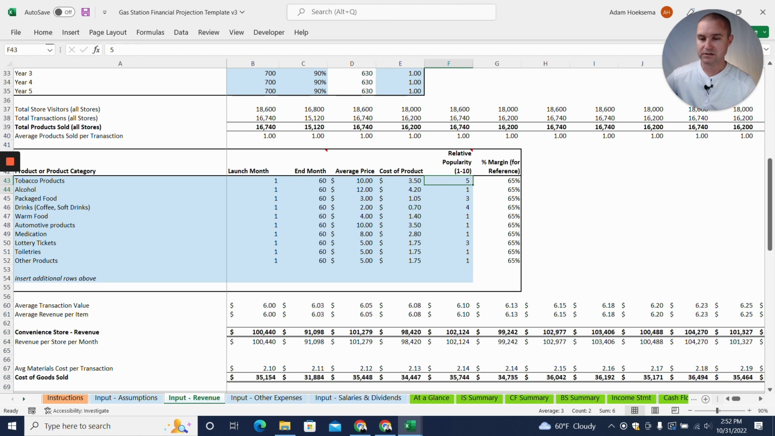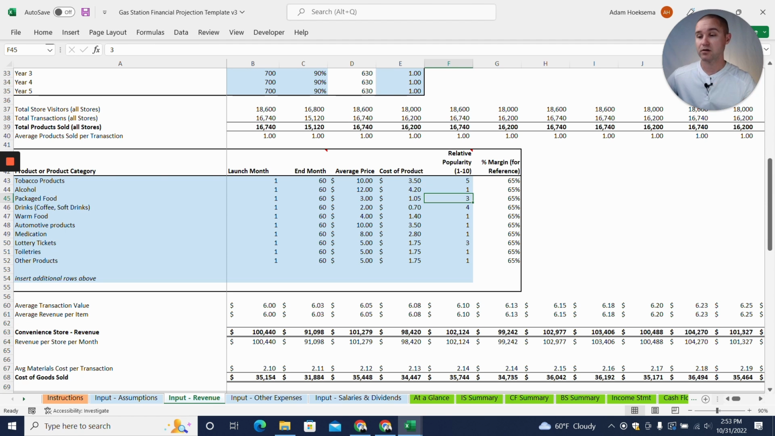And then here, this is a little tricky, but this is where you enter your relative popularity of the item. And so if we add all of these numbers up, it adds up to 21. And so what you're doing here is saying, by putting in 5, you're saying 5 out of 21 items that are purchased are tobacco products. 1 out of 21 items are alcohol. 3 out of 21 items are packaged food. So basically you're putting in your relative popularity.